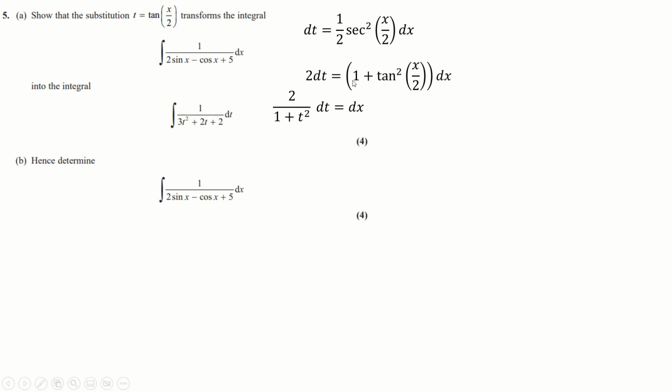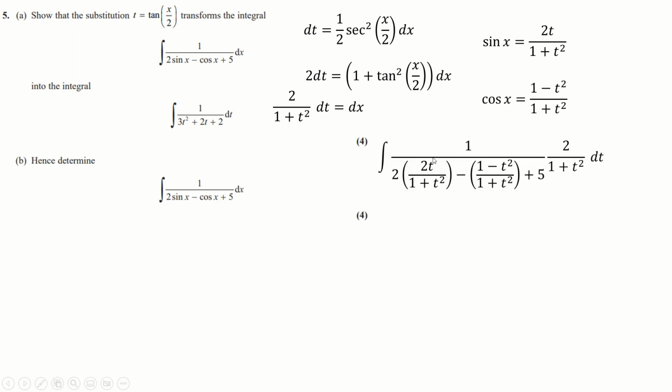So you end up saying this is 1 plus t squared, dividing by it, and this ends up being the thing that you put in for the dx. And that happens every single time, which is nice. You also can just memorize, you do not need to derive these, that sine x is going to be 2t over 1 plus t squared, if that's the substitution, and cos x is 1 minus t squared over 1 plus t squared for that substitution.